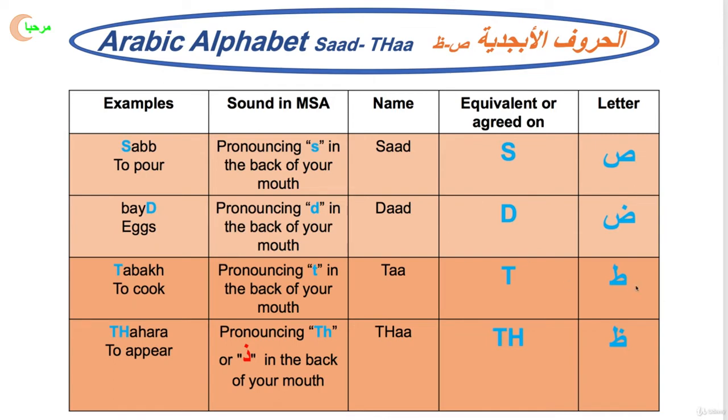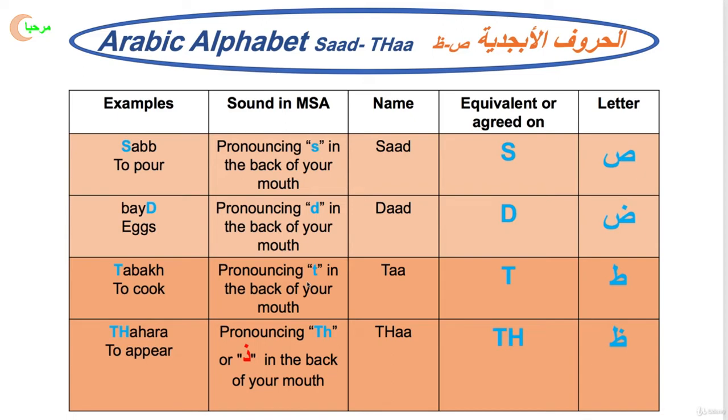The next letter has a similar shape, but it does not have the tail, but it has a line on top here. This letter here, we are going to represent it as a big T, and the name of it is Ta. When it comes to this sound, it's like a T, but in the back of the mouth. So let's try it. Ta.